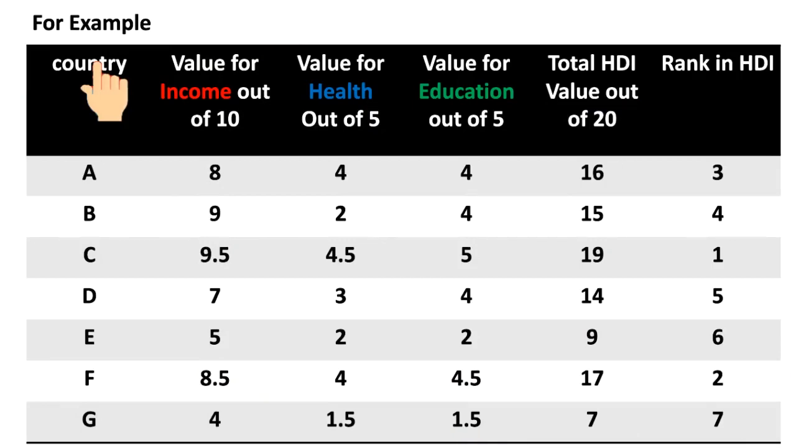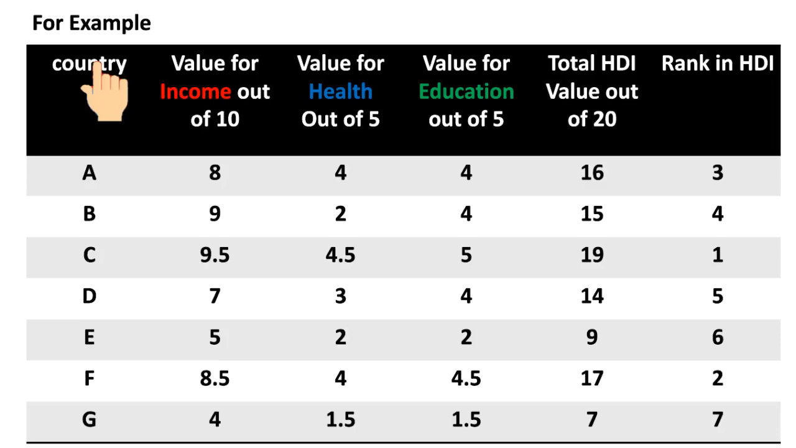Here, the value of income is obtained through the conversion of gross national income per capita into a value out of 10. And the value of health is obtained through the conversion of life expectancy at birth into a value out of 5. Similarly, the value of education is obtained through the conversion of expected years of schooling and mean years of schooling into a value out of 5. Then these values of income, health and education are added for each country to get the HDI out of 20. Then based on this value, they have given a rank to each country.